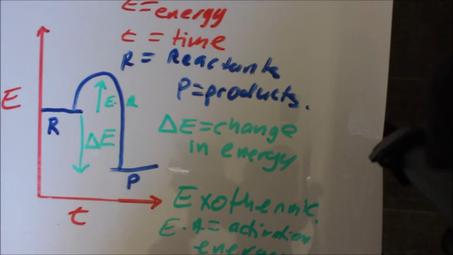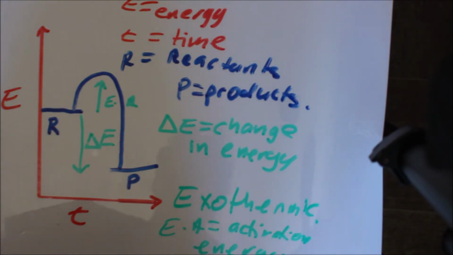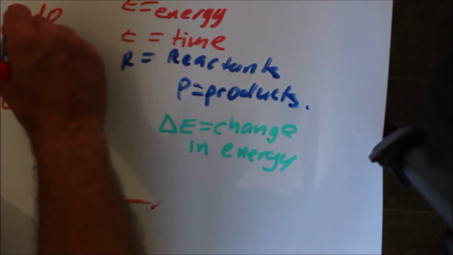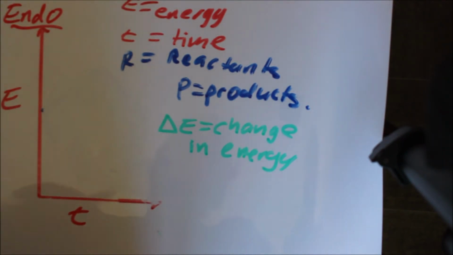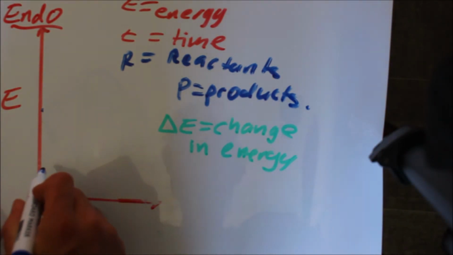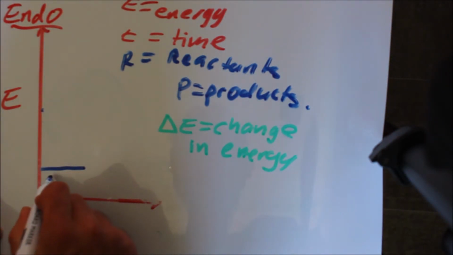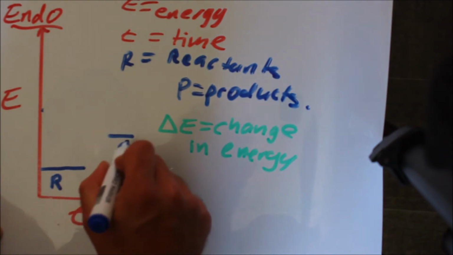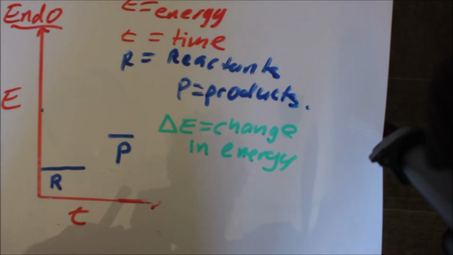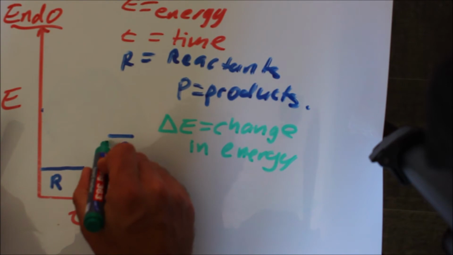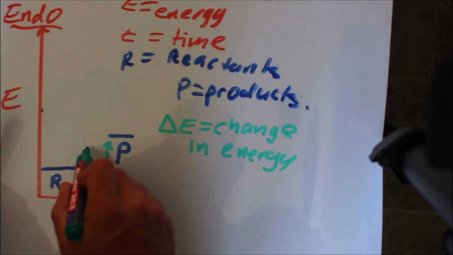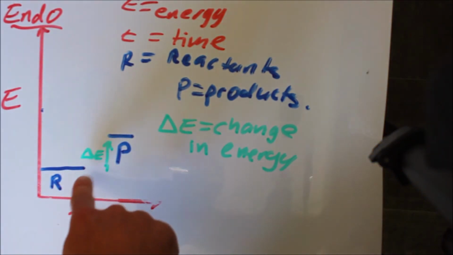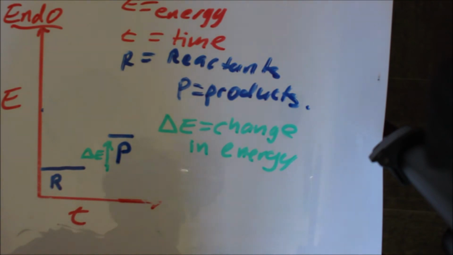Now I'll have a look at what this looks like for an endothermic reaction, because this is exothermic. So now we're going to have a look at endothermic. I'm just going to shorten it to endo. This time, our reactants start lower down than our products. And so now, our change in energy is this amount here. So that's going to be our delta E. Change in energy is that amount here. And this time it's positive, endothermic.